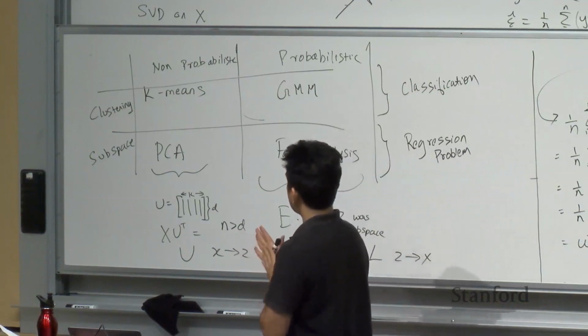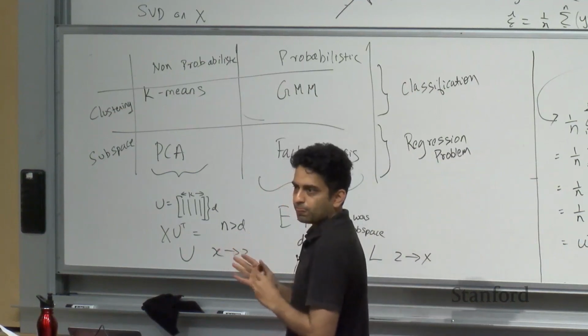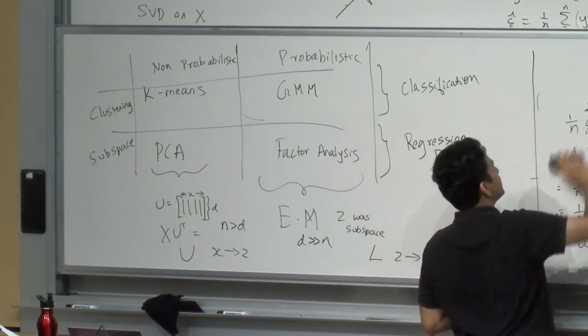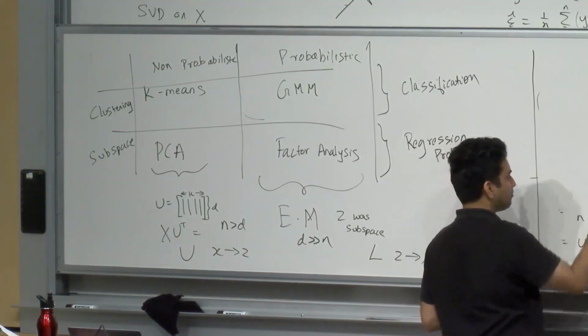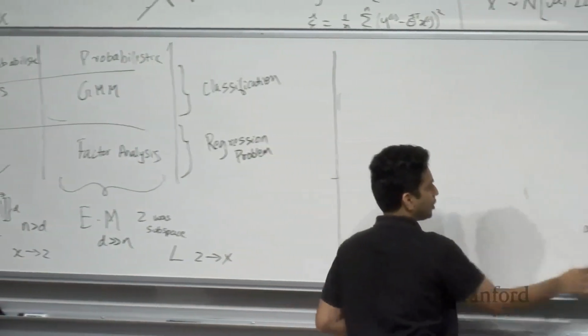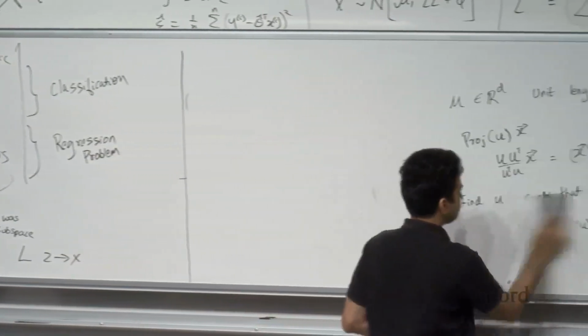So these are some ways in which we can classify what we have covered so far. And now we are going to start ICA, independent component analysis, right? And independent component analysis is somewhat different in nature from what we've seen so far.